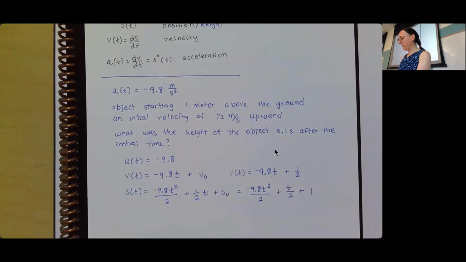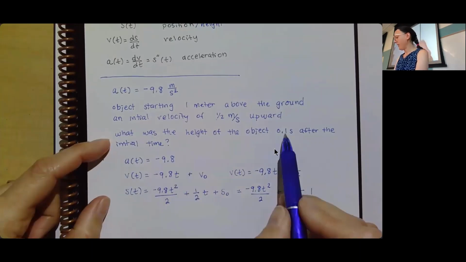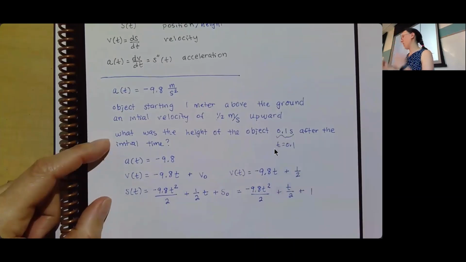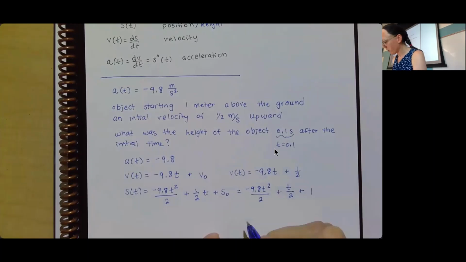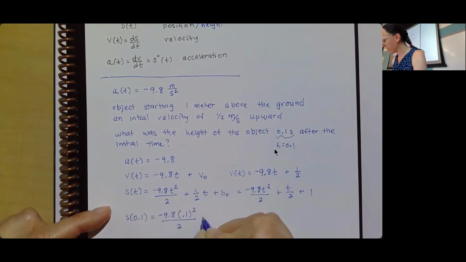Answering the final question of what was the height of the object, essentially when t is equal to 0.1, I would just plug in the 0.1. So s of 0.1, I'm not going to worry about this without a calculator. I'm just going to plug it in. And it's totally fine to leave our answer with it just plugged in.